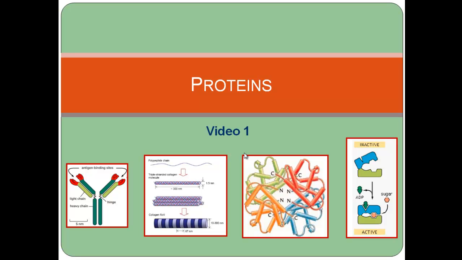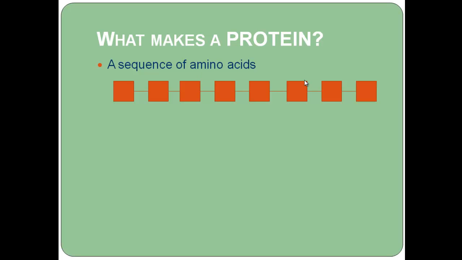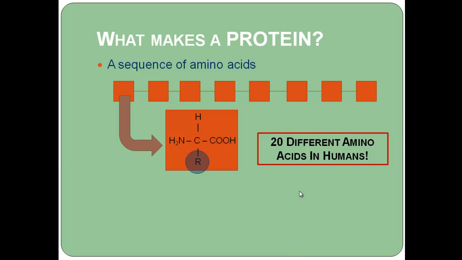But before we move on, let's review some basics. What makes a protein? A protein is a polymer that is made up of a sequence of amino acids. In this case here, each orange box represents an amino acid. Each amino acid consists of a central carbon to which is attached a carboxylic group, an amine group, a hydrogen atom, and an R group that represents an organic substituent. It is the variation in the R group that gives rise to the 20 different amino acids in humans.